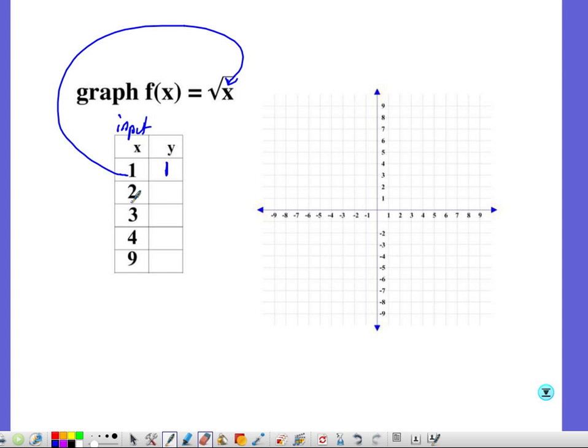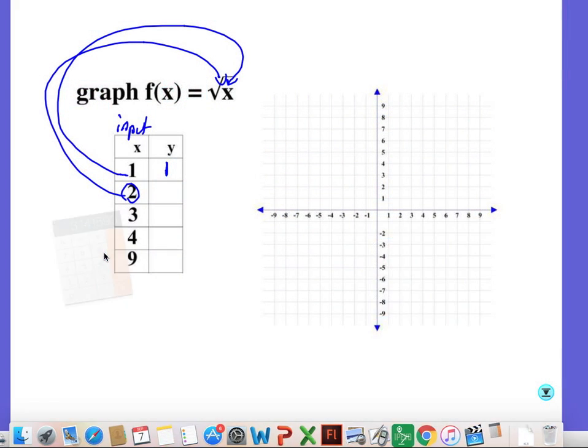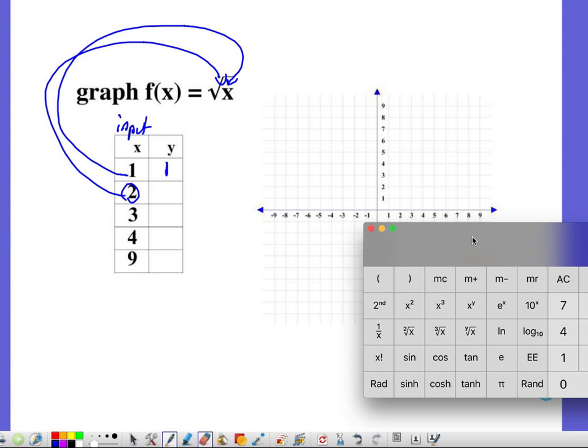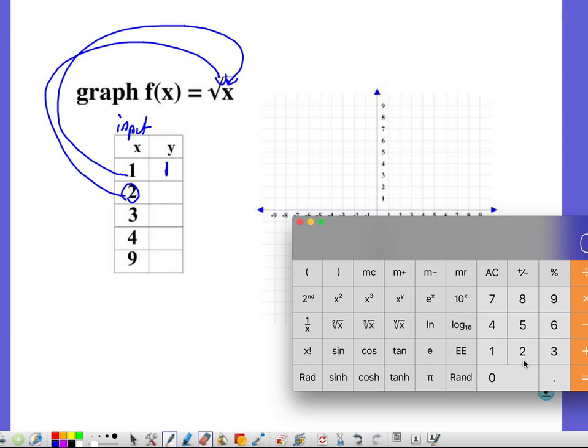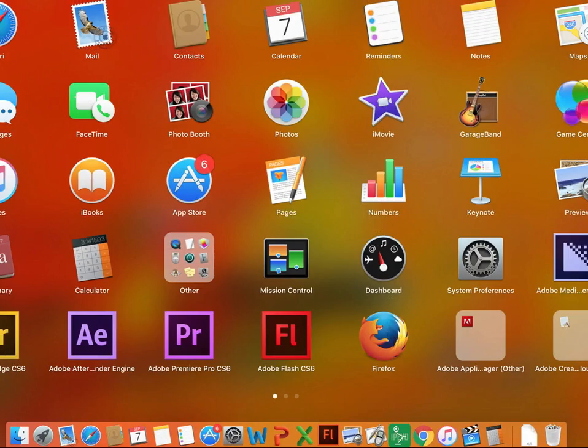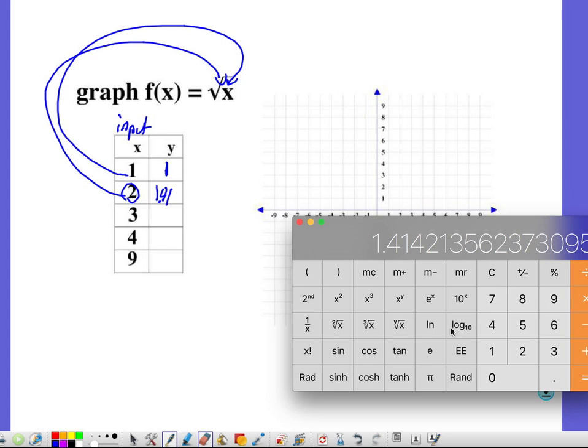Now, this is where you may need your calculator. If we plug in 2 in for x, let's see here. Okay, here we go. So if we take 2 and we take the square root of it, it's going to be 1.41. We're just going to round it to 2 decimal places, 1.41. If we take the square root of 3, it's going to be 1.73.